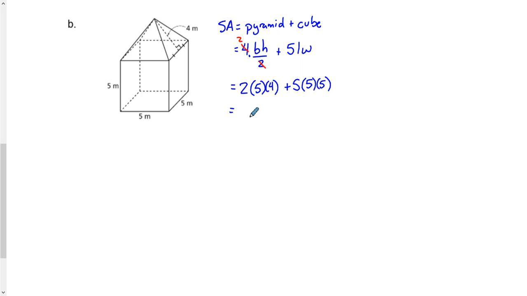So let's see, we have 10 by 4, which is 40. 5 is 125, which means we get 165 meters squared.